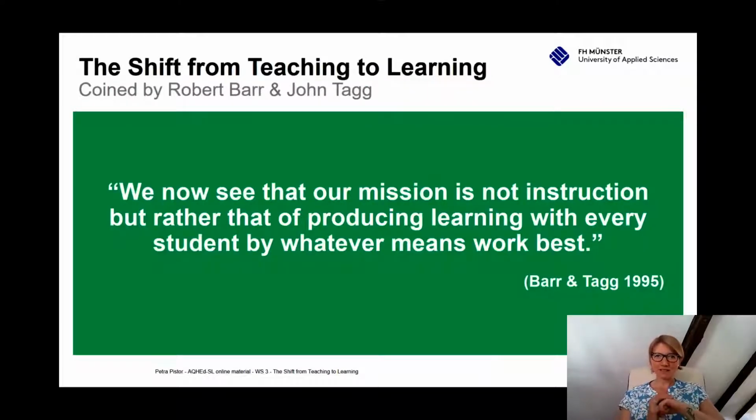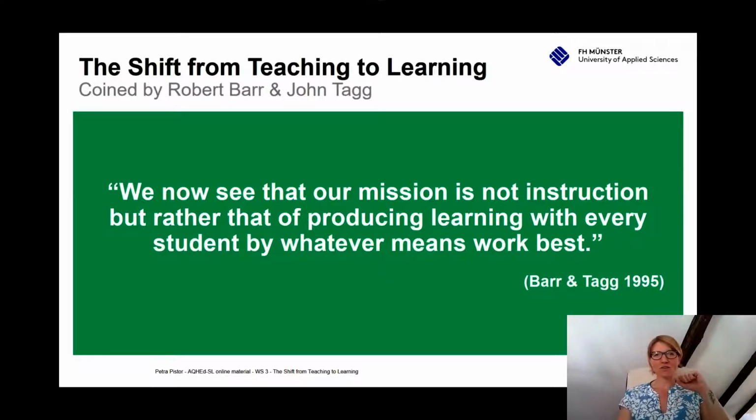In 1995, Robert Barr and John Tagg published an article in the magazine Change with the title, "From Teaching to Learning, a New Paradigm for Undergraduate Education." Barr and Tagg both worked at Palomar College in San Marcos, California, and Barr was the Director of Institutional Research and Planning, and Tagg was an Associate Professor of English. And they have been on a mission in the late 1990s.